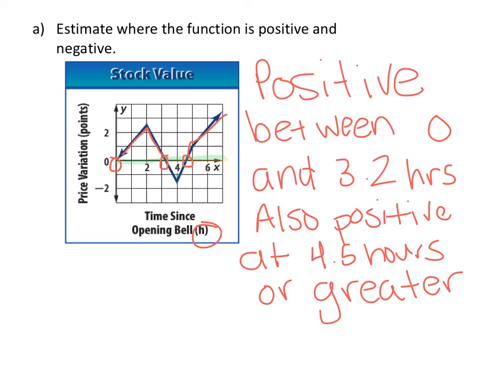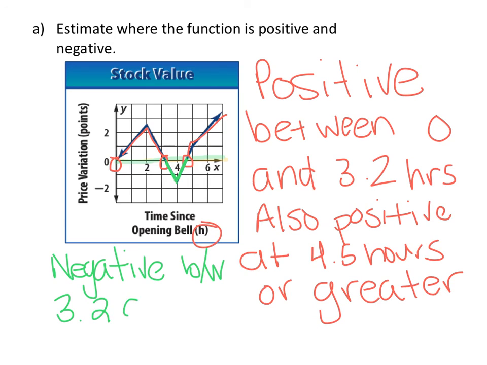It's negative just in this section right here. So negative between, and I'm going to abbreviate between with BW, so negative BW, I believe we use 3.2 and 4.5 hours. Go ahead and finish off B and C.